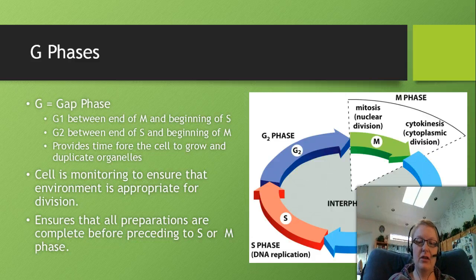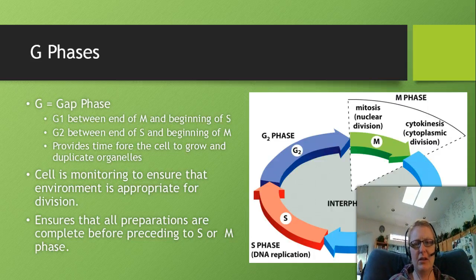So G1 and G2 is where the organelles are going to duplicate. It's where the cell membrane is going to duplicate. It's where we're going to get more cytoplasm. The cell is going to grow a lot in these 2 phases. The cell is also in this place monitoring the environment around it, monitoring what's inside the cell to ensure that the cell is prepared for division.